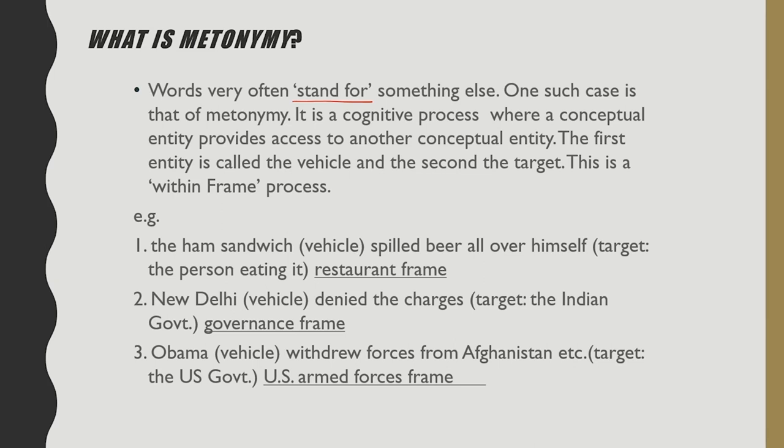Now, one such case is that of metonymy. This is a cognitive process where one conceptual entity provides access to another conceptual entity within the frame. So, within the frame of governance, let us say that is the frame right now, there is the nation, there is the nation state, there is a government, there is a capital city, and that capital city represents the government in this kind of discourse pattern. So, this is what we mean by one conceptual entity.